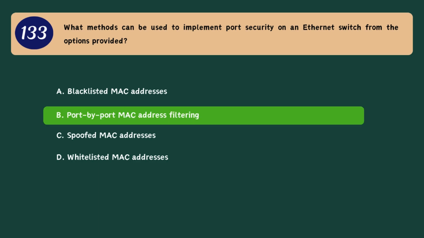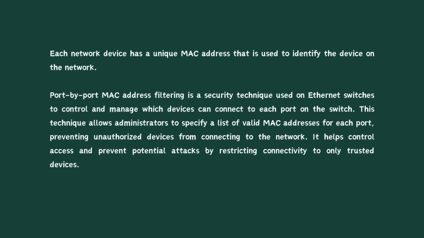Correct answer. B. Port-by-port MAC address filtering. Each network device has a unique MAC address that is used to identify the device on the network. Port-by-port MAC address filtering is a security technique used on Ethernet switches to control and manage which devices can connect to each port on the switch. This technique allows administrators to specify a list of valid MAC addresses for each port, preventing unauthorized devices from connecting to the network. It helps control access and prevent potential attacks by restricting connectivity to only trusted devices.